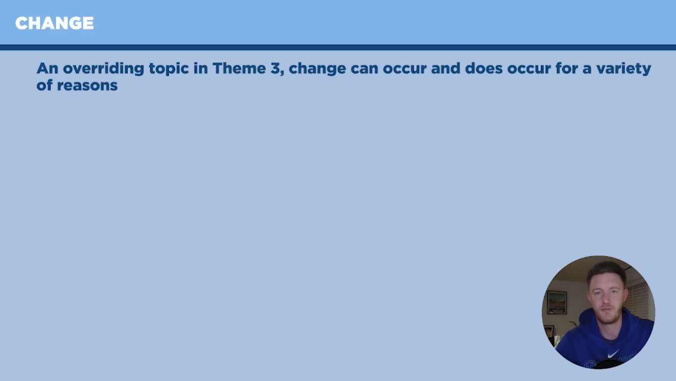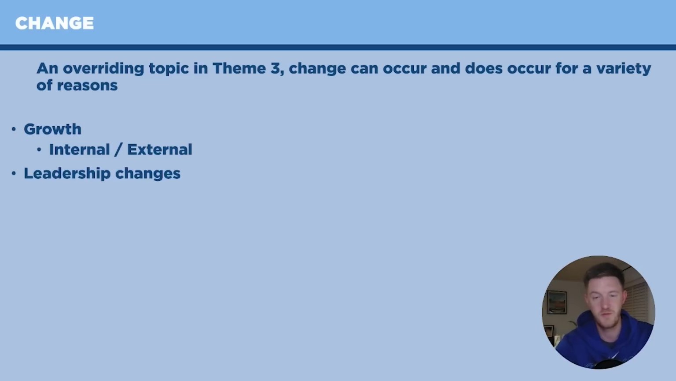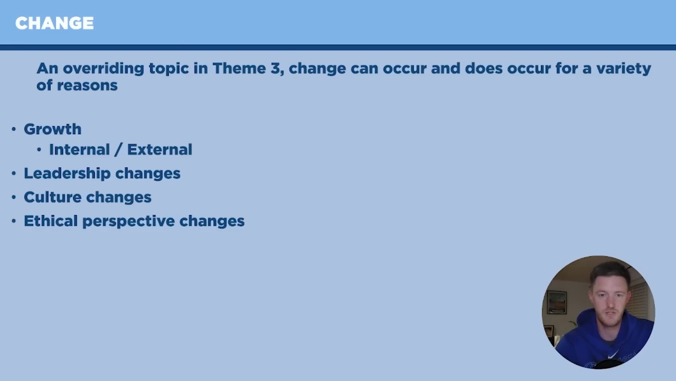Lastly, but definitely not least, an overriding topic in Theme 3: change can occur and does occur for a variety of reasons. Growth, internal, external factors are going to lead to changes. We've got leadership changes if we've got a new owner going in a new strategic direction. Culture changes when businesses change, because of growth or because of leadership. We've got ethical perspectives changing.